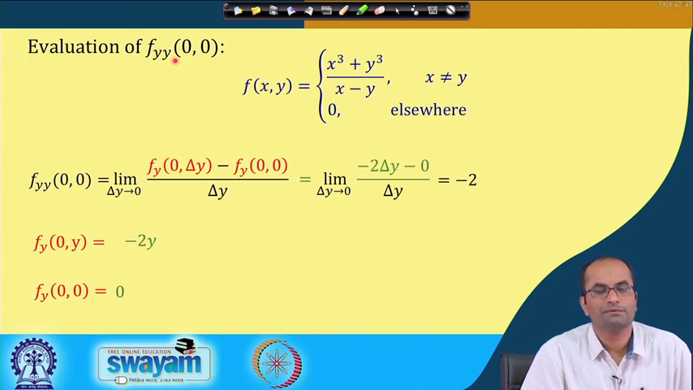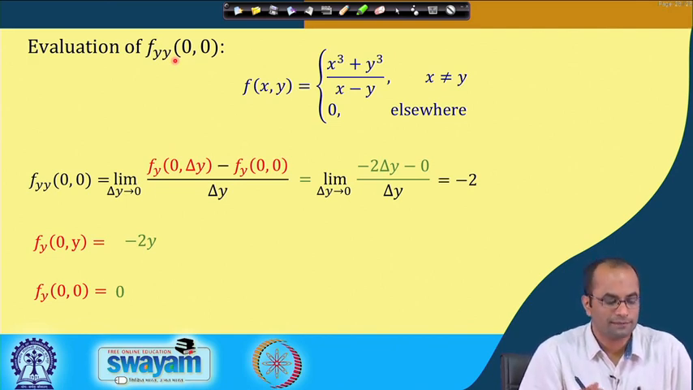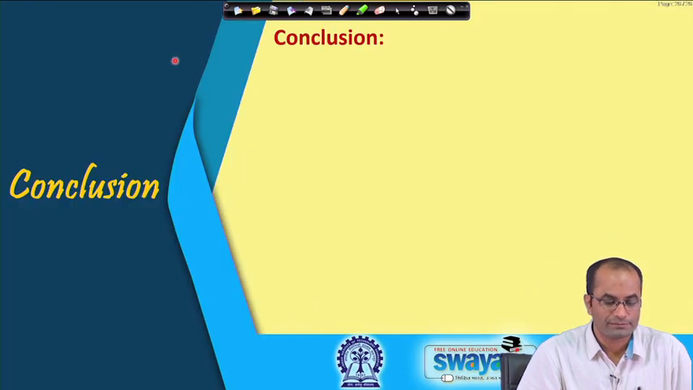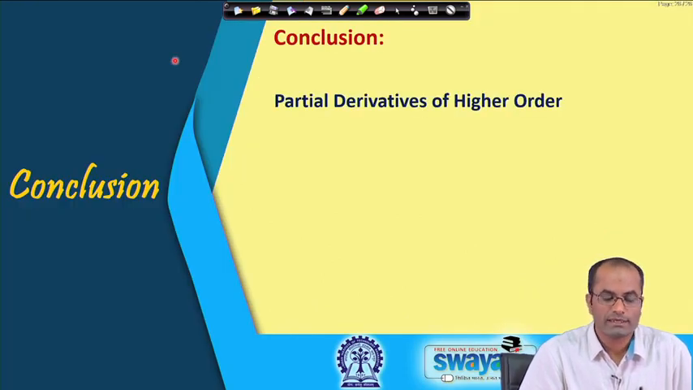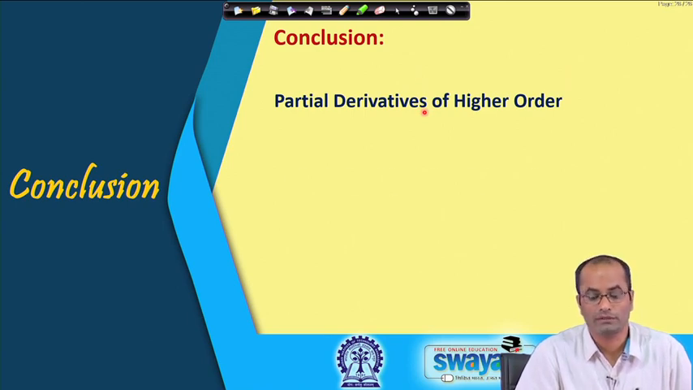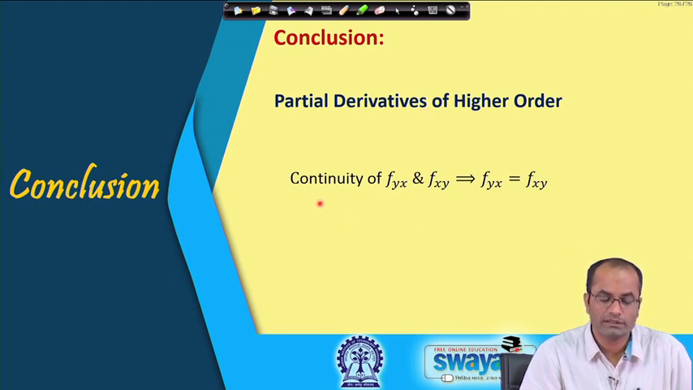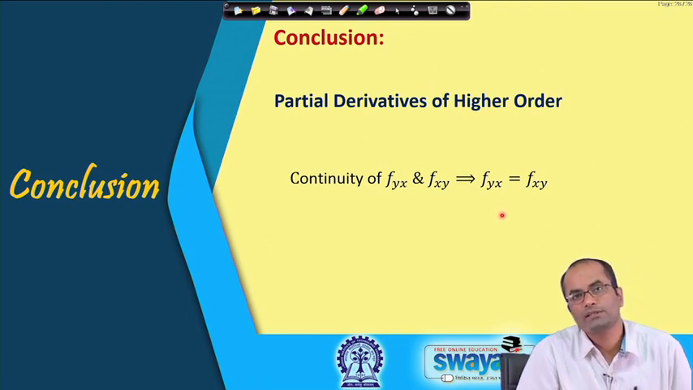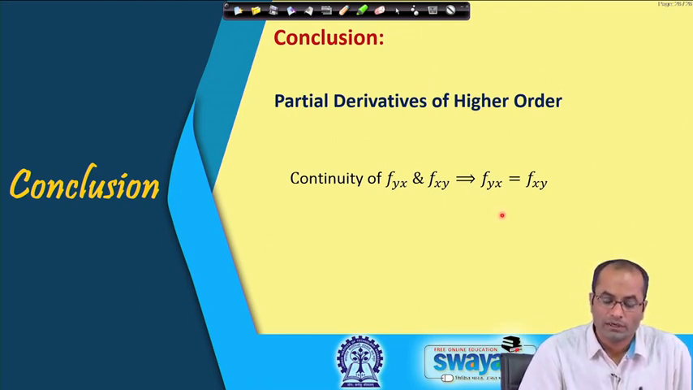So, in this particular case we have seen the function was not continuous, but we have second order derivatives, not only the first order; the second order derivatives exist. So, what is the conclusion for today's lecture? We have now learned the partial derivatives of higher order. And we have also seen that continuity of the partial derivatives is sufficient to ensure that these two mixed partial derivatives are equal, or if they are not equal, that means these mixed partial derivatives are not continuous.